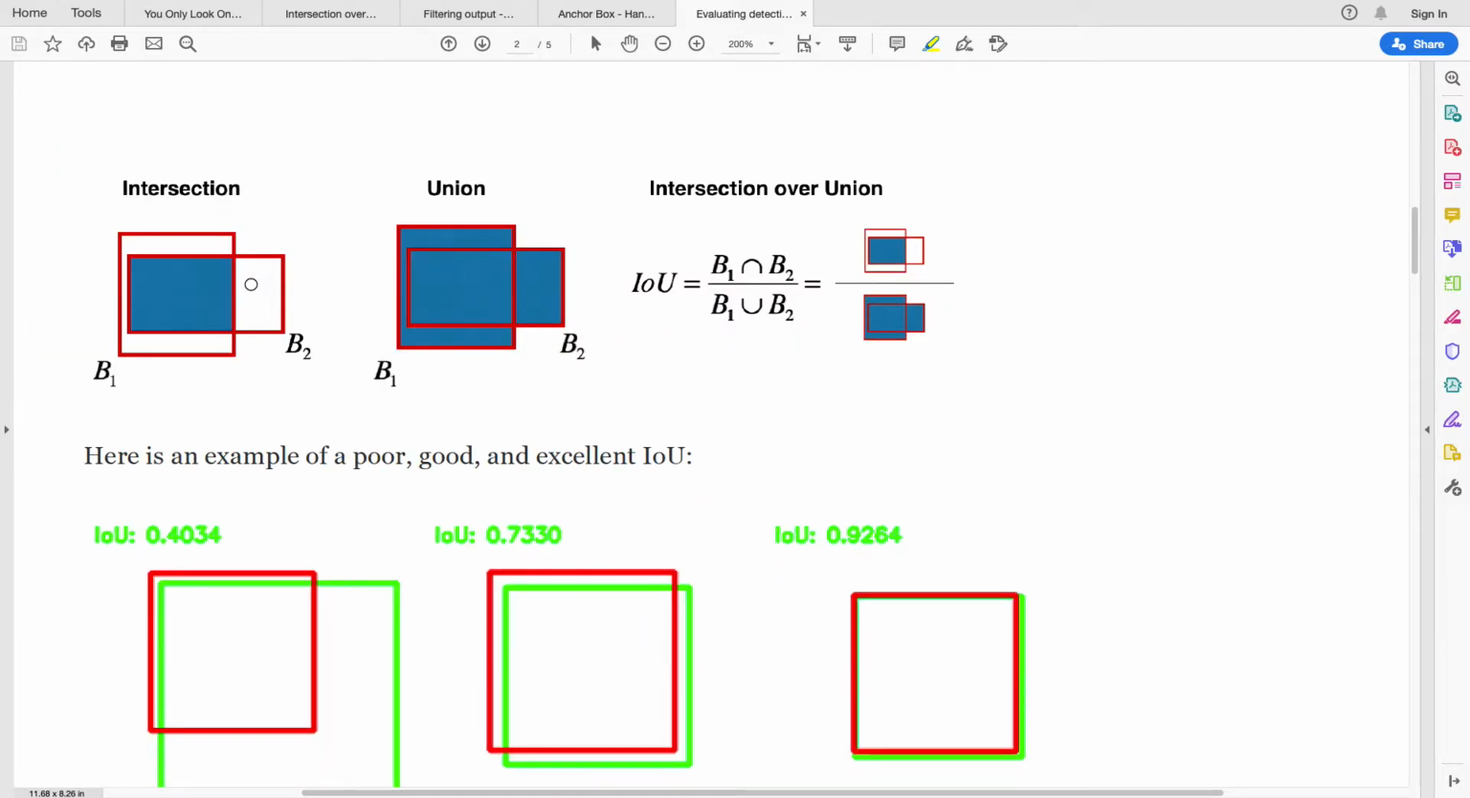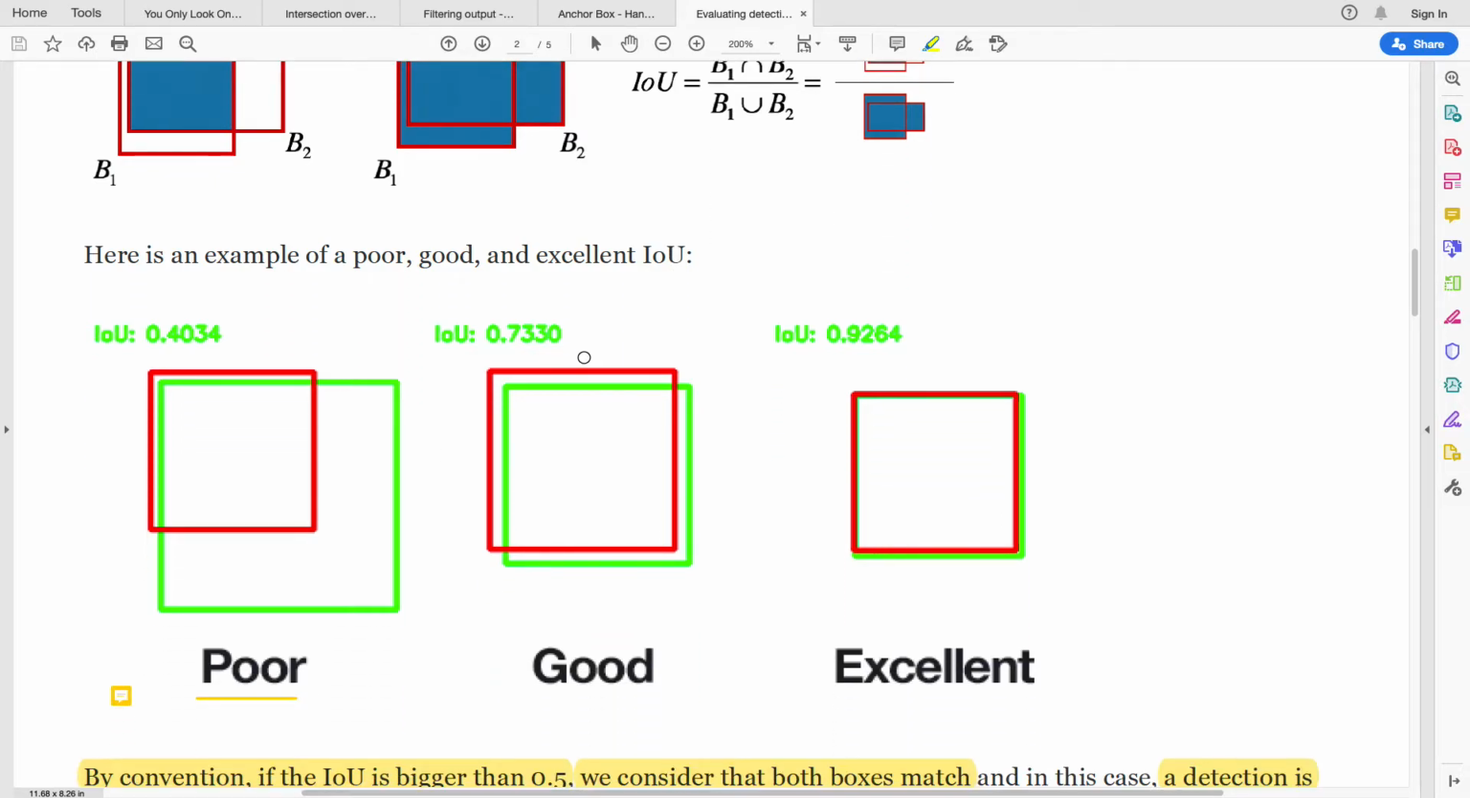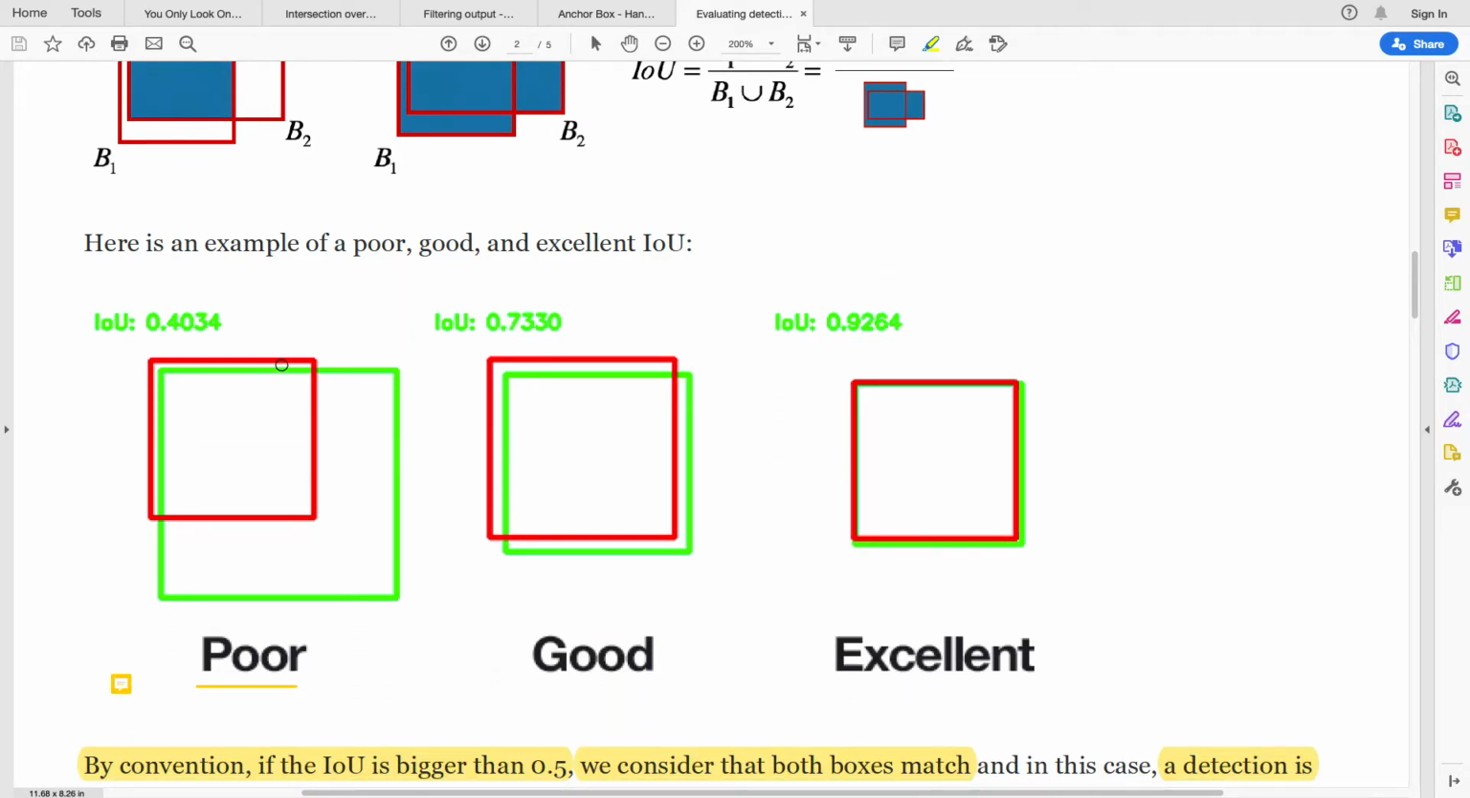So let's look at this diagram which explains it all. We have two bounding boxes, B1 and B2. Where there's an overlap between B1 and B2, that is the intersection. So here is the intersection, and the coverage of B1 and B2 together makes the union. So the intersection over union is calculated by the overlap divided by the union. Very simple. And this is an example of some of the IoU.